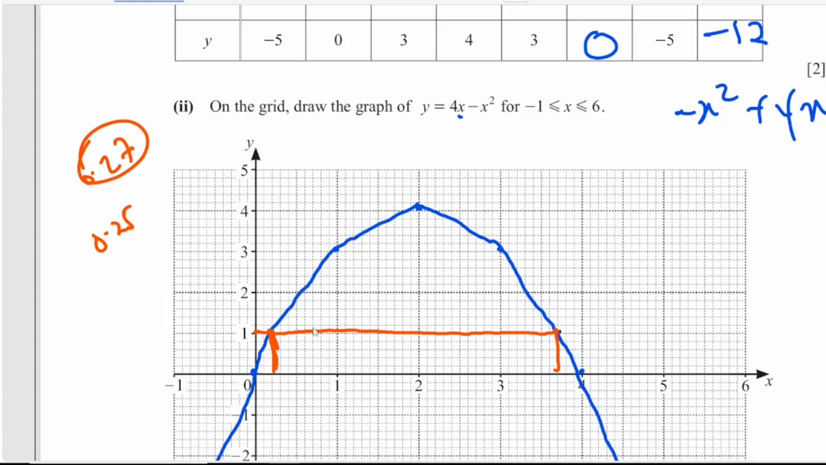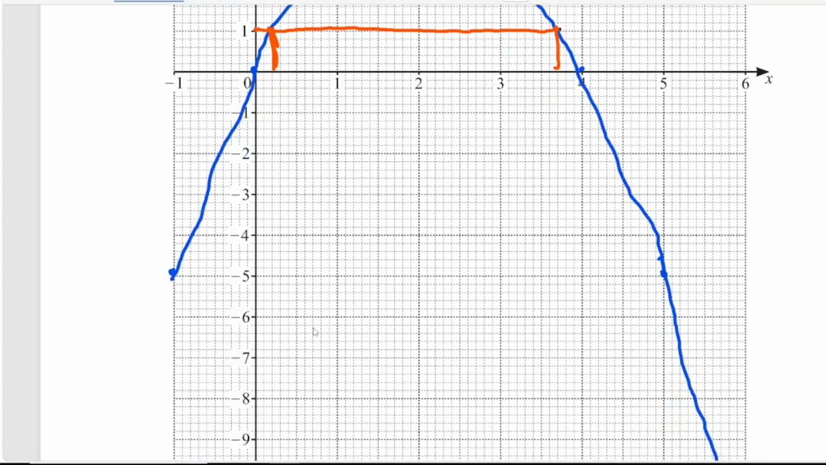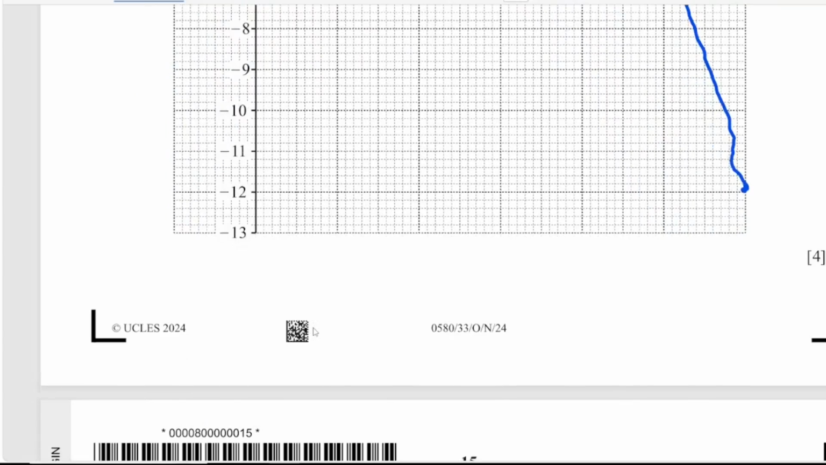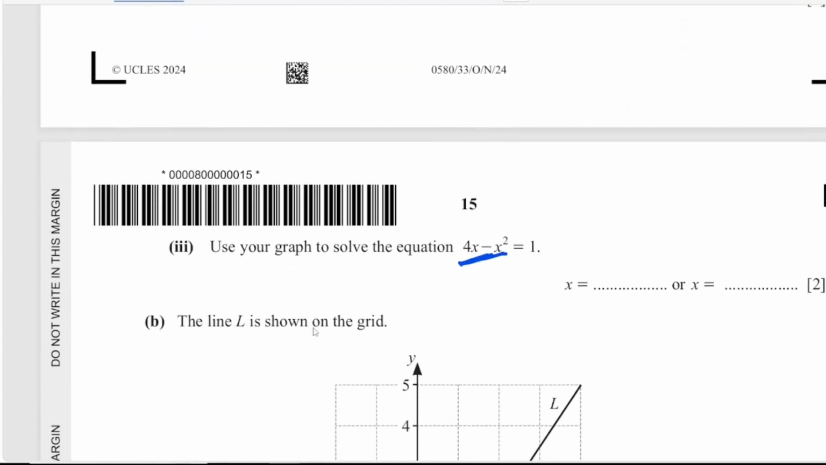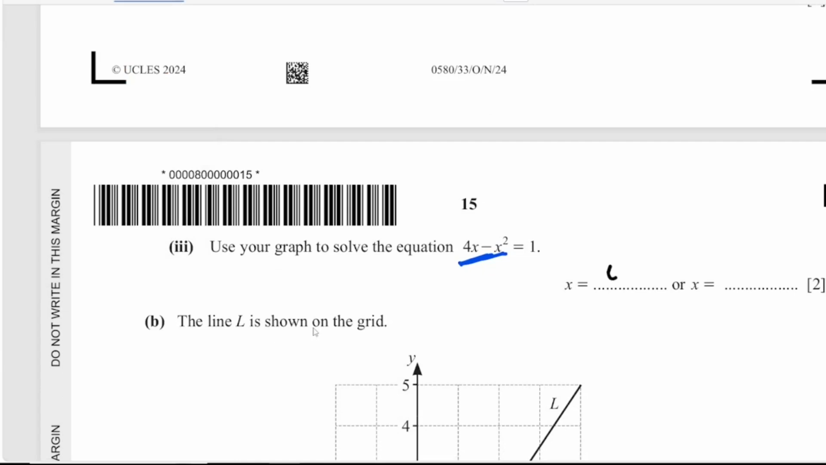3.7, more than 3.7, so 3.73. So answers are 0.27 or 0.25, which is also right. We have 0.27 or 3.73. Right, and these are the solutions.